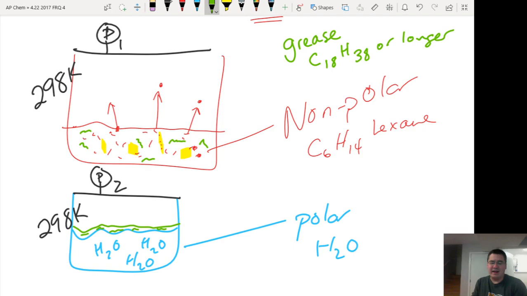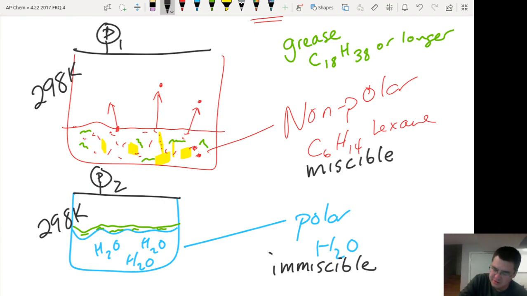Yeah. It has to do with the fact that these yellow intermolecular forces can form between the green molecules and the red molecules because they're both non-polar, but they can't form with the water. There's something about the London dispersion forces and the difference in polarity that keeps them from being, the word is called miscible. So here, the green and the blue are immiscible, but these are miscible. Miscible means that they have the ability to mix. So the big thing you've got to remember is like dissolves like.